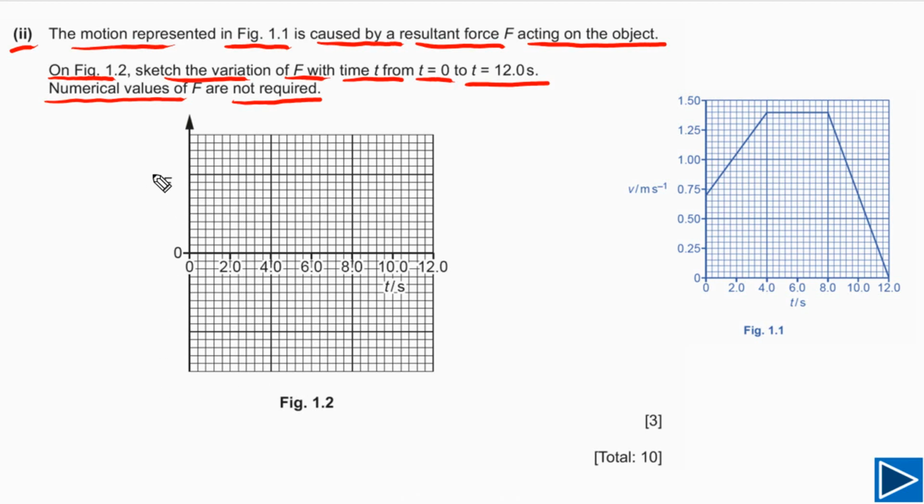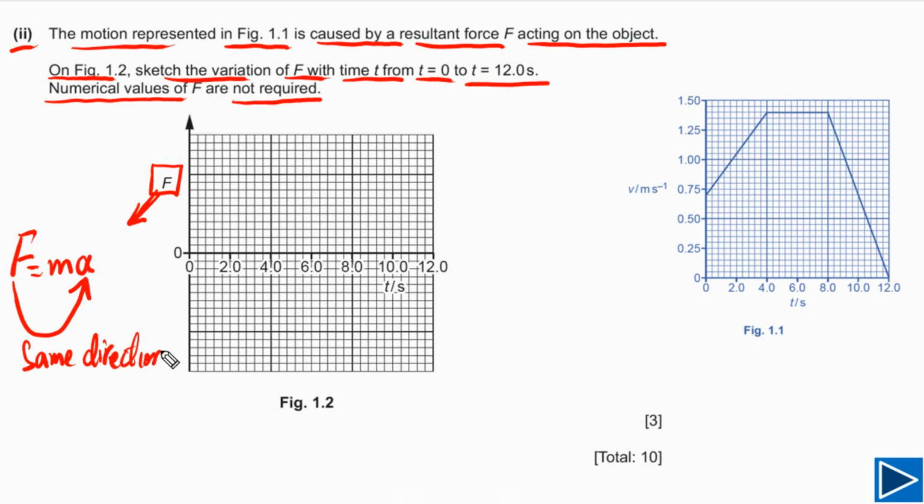If we look at figure 1.2, on the y-axis we have force, and this is the resultant force. If the mass is constant, the resultant force is F equal to ma. The resultant force and acceleration always have the same direction. These are two quantities in physics that always have the same direction, so this is very important. Same direction means that when the resultant force is positive, meaning it is acting in the positive direction, acceleration will be positive. When the direction of the resultant force is negative, acceleration also will be negative. This is what we need to understand.